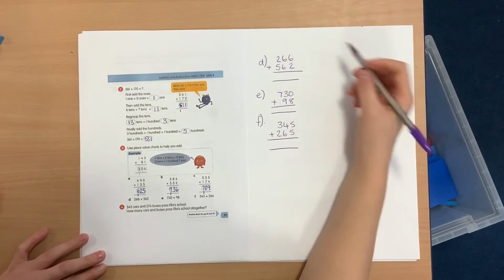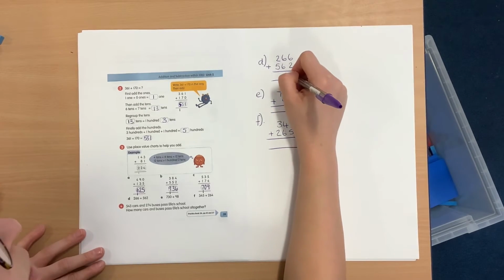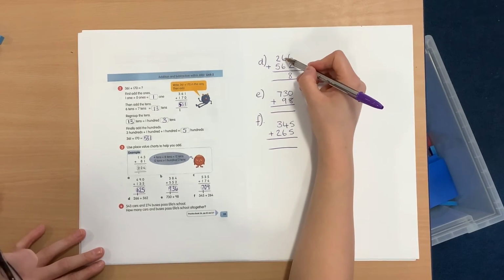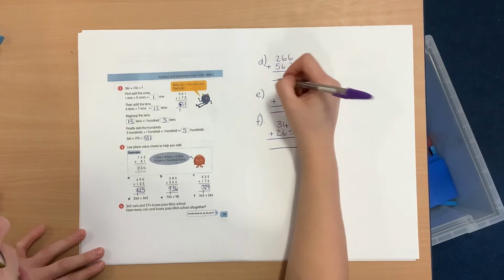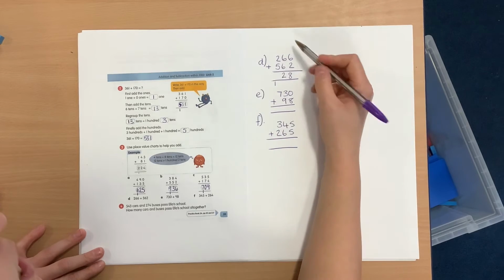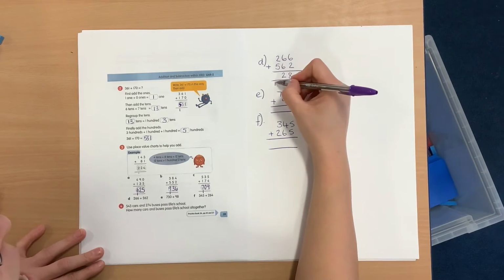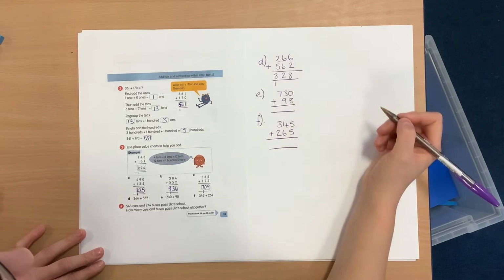Okay, so looking at... I've got 6 ones, add 2 ones, which is 8 ones. I've then got 6 tens, add 6 tens, which is 12 tens. So I regroup to be 102 tens. I've then got 200, add 500, add the 100 is 800s.